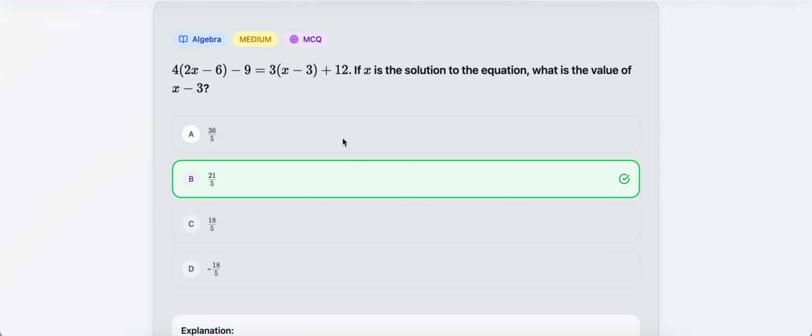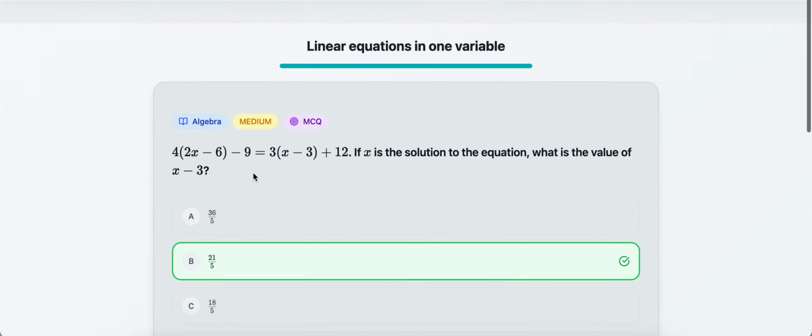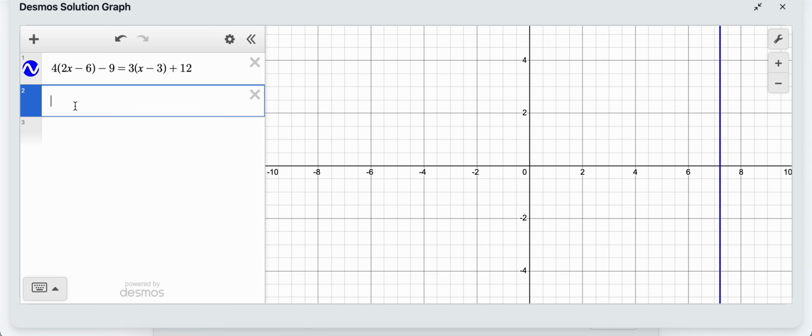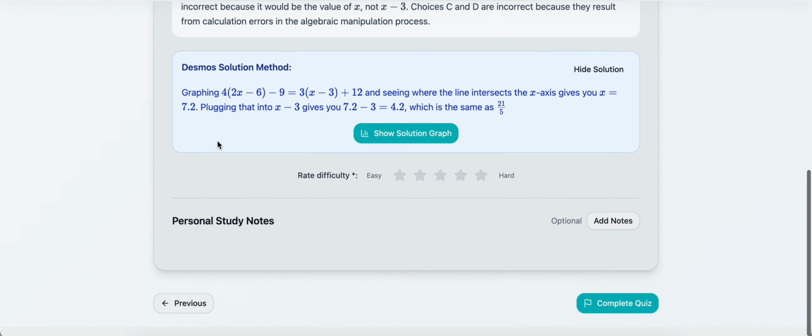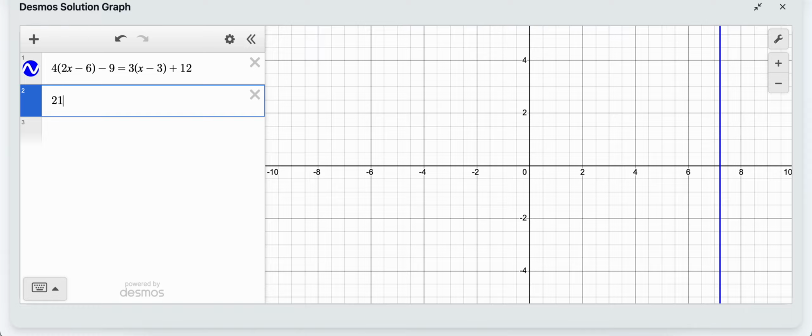Now if we go back here, there are a couple of ways you could approach this. One way is that you could evaluate each one of these, right? So 36 over 5, I can plug that in. I know that I'm looking for 4.2, right? So I plug in 36 over 5 and I get 7.2. Well, hey, that's not correct, right? Then I can plug in 21 over 5. And if I do that, I get 4.2. So that must be my answer, right?